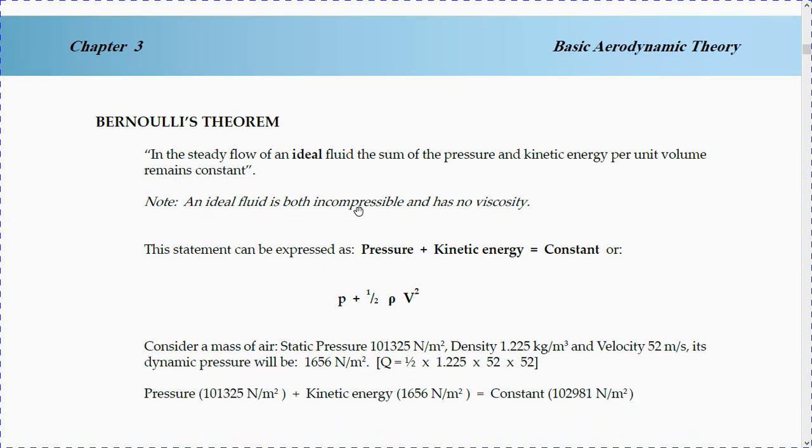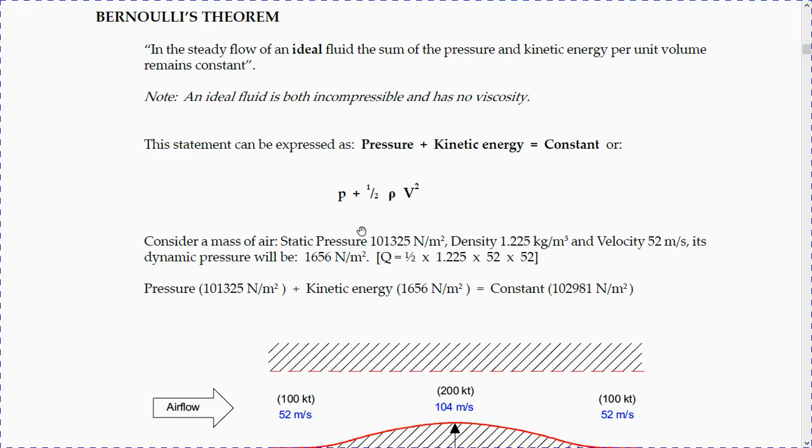Now, Bernoulli's theorem. In the steady flow of an ideal fluid, the sum of the pressure and kinetic energy per unit volume remains constant. So an ideal fluid is both incompressible and has no viscosity. This statement can be expressed as pressure plus kinetic energy equals constant, or pressure plus half rho times the square of speed, which is the kinetic energy. This is the formula for dynamic pressure.